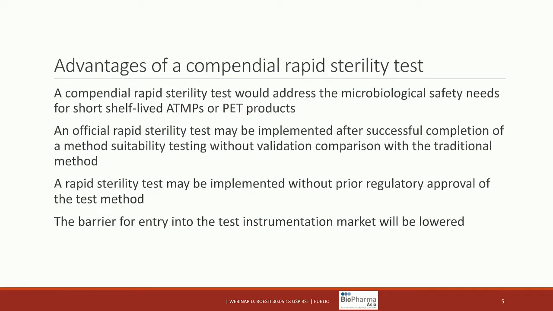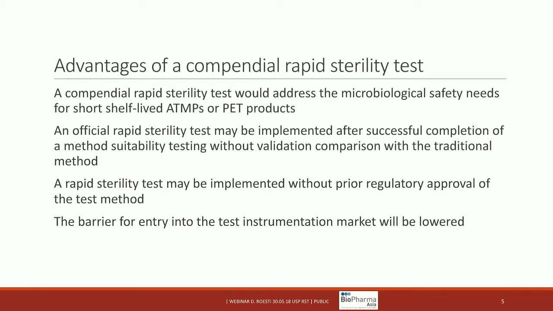So the advantages of having a compendial rapid sterility test would be that, first of all, microbiological safety needs for these short shelf life advanced therapies and PET products would be met with this release test. Also, if this is really an official rapid sterility test, the user does not need to perform a complicated and lengthy cross-validation comparing the equivalence of the rapid method with the actual compendial method based on USP 1223, for instance.